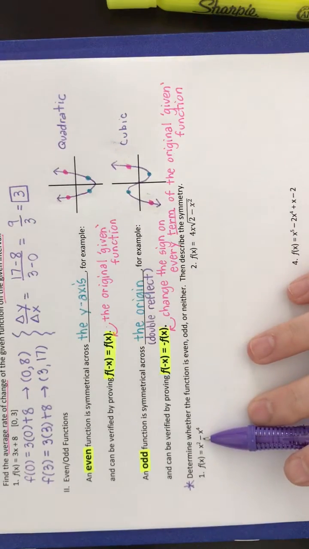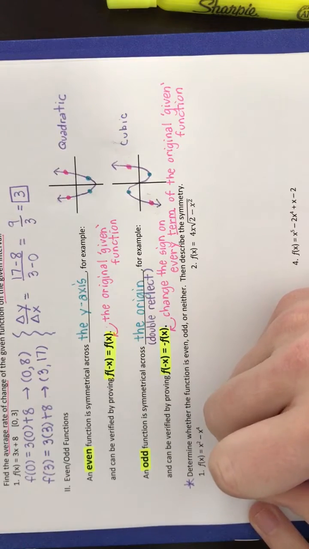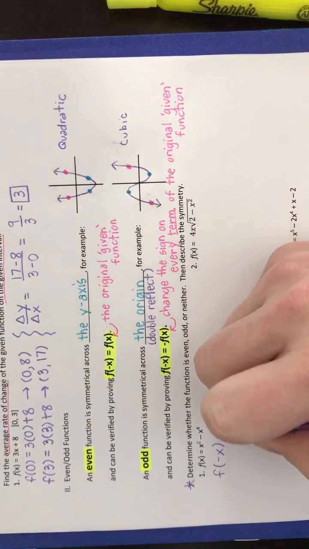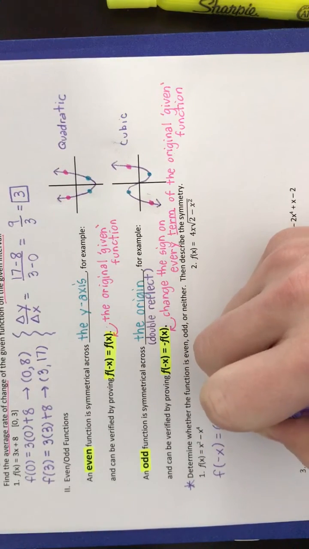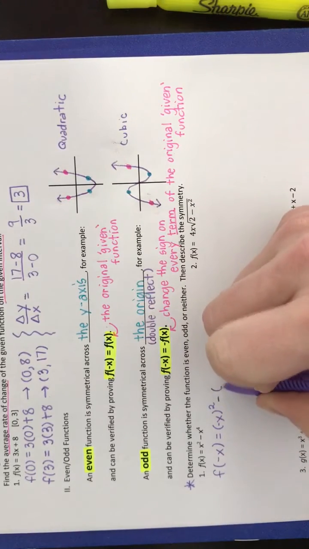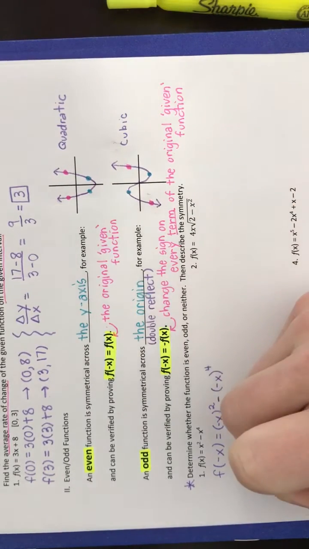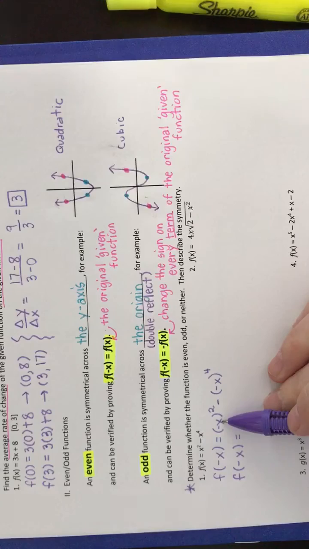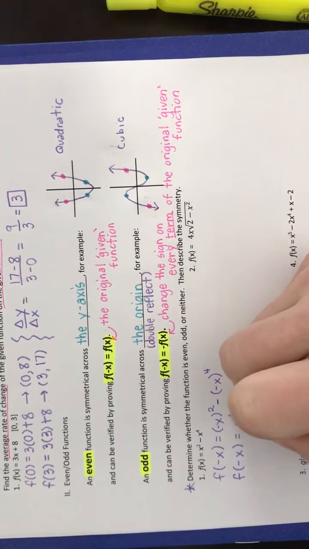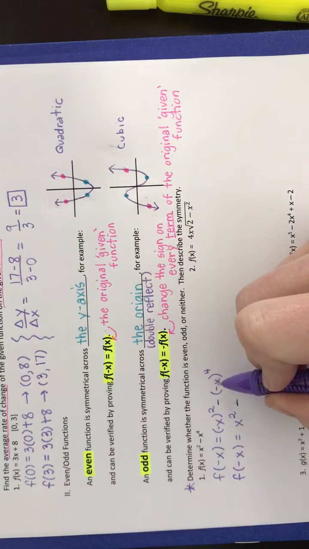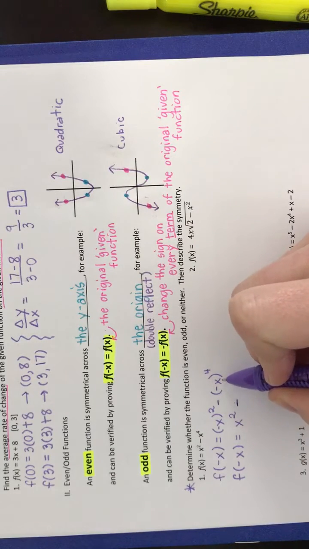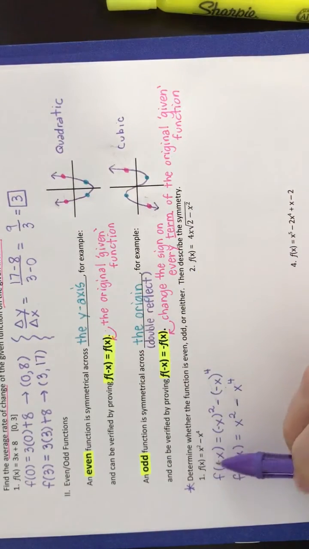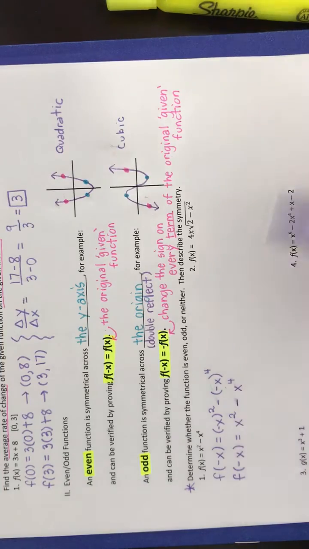So we must use algebra to determine. First step when determining is plug in negative x everywhere I see x. So it would look like this. Oops, forgot my negative there. Negative x squared minus, plug in negative x to the 4th. So f of negative x equals, here when I square that negative x, it's going to become x squared, and here minus drags down, and when I raise to the 4th power this negative x, it will become positive x to the 4th. So you'll notice when I plug in negative x everywhere I see x, what do I get?